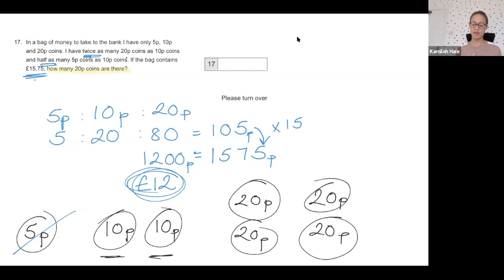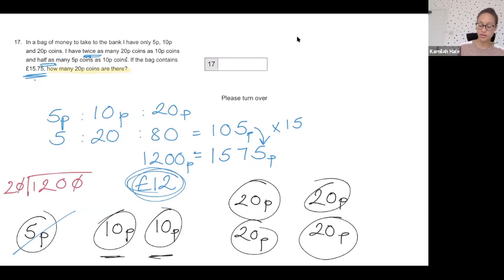So in 12 pounds, there will be how many 20p coins? In each pound, there are 5. So 12 times 5 will give you the number of 20p coins in 12 pounds. You could also, by the way, if you weren't too confident doing that, just do 1,200 divided by 20.